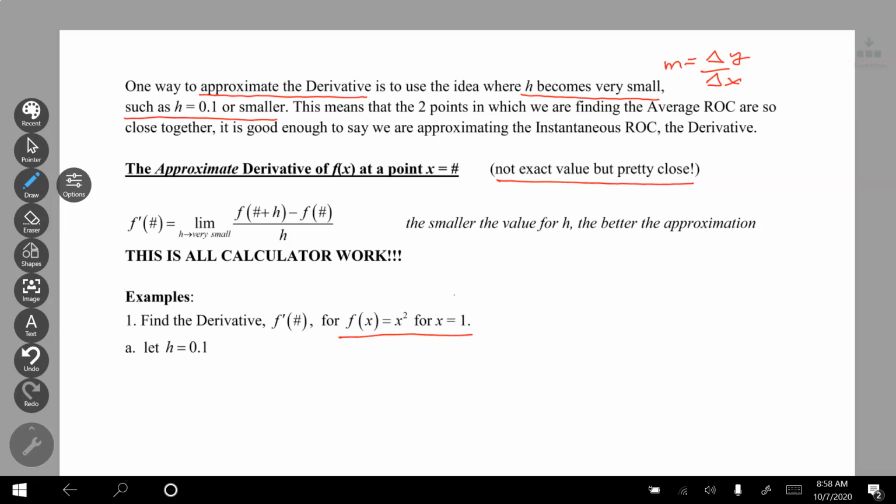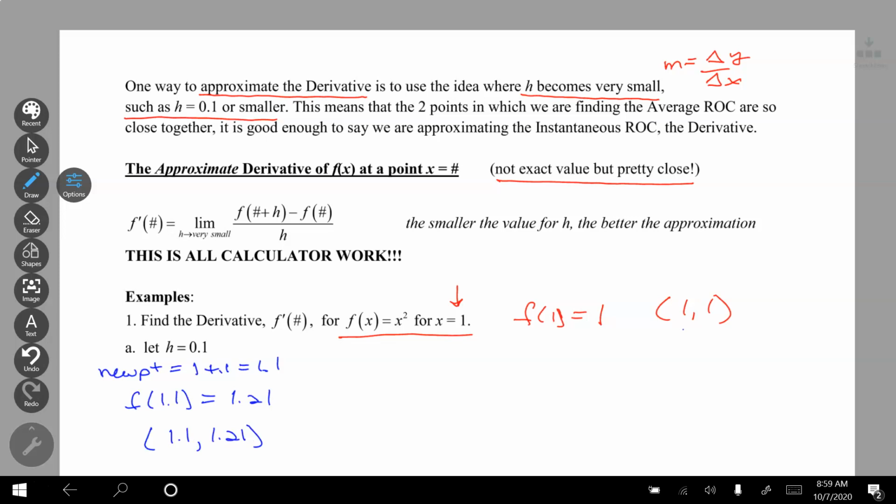I'm going to plug in the x value, and if I do f of 1, I get 1, so I have the point 1 comma 1. H is not the next number I'm plugging in. My new point will be the original x value plus the h. So I'm going to use my new value of 1.1, and I do f of 1.1. I plug that in the calculator. I get 1.21. So I have 1.1, 1.21, and I have 1 as the original.